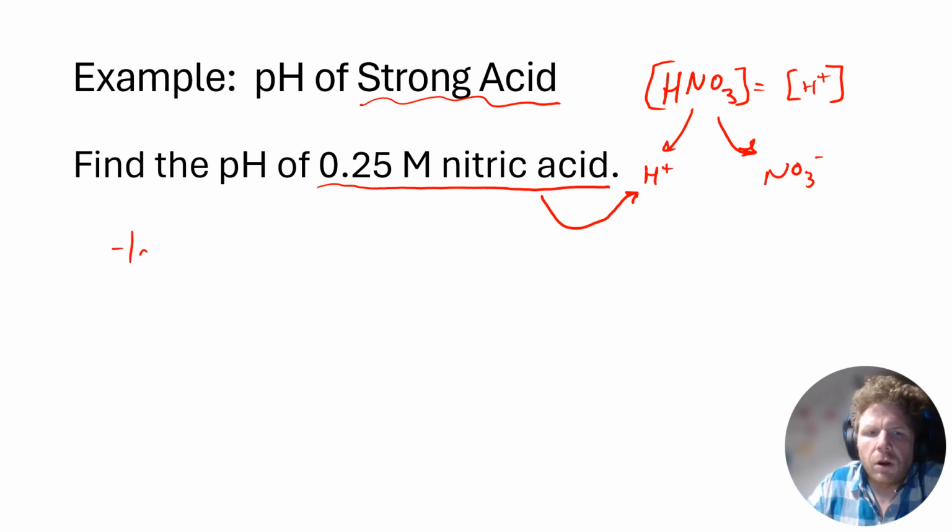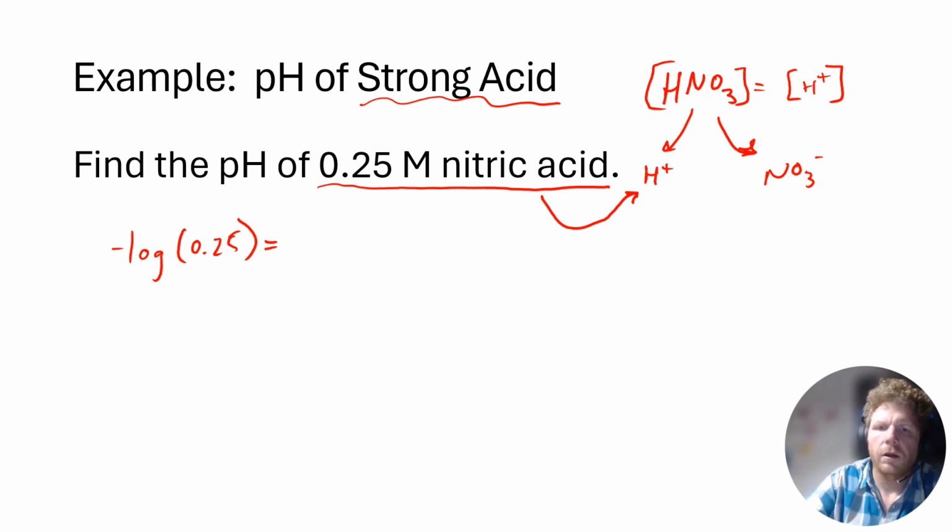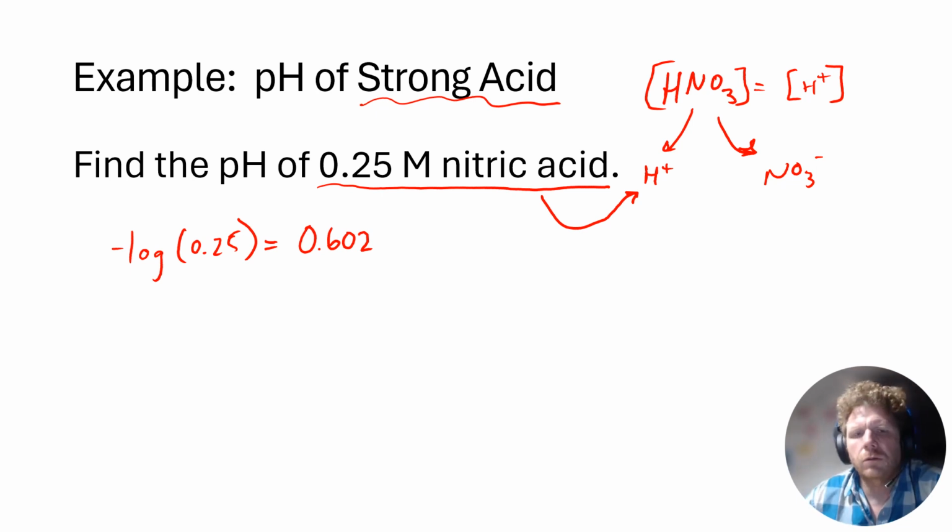Now, this HNO3 concentration we can look at as being equal to our hydrogen ion concentration. So we can say negative log of 0.25. I'm going to plug that into my calculator on my computer, and I've got a value of 0.602. So is that a neutral, basic, or acidic solution? Well, that's an acidic solution. The pH is below 7. Not only is it acidic, it is super acidic. Okay, that's because nitric acid is a strong acid.